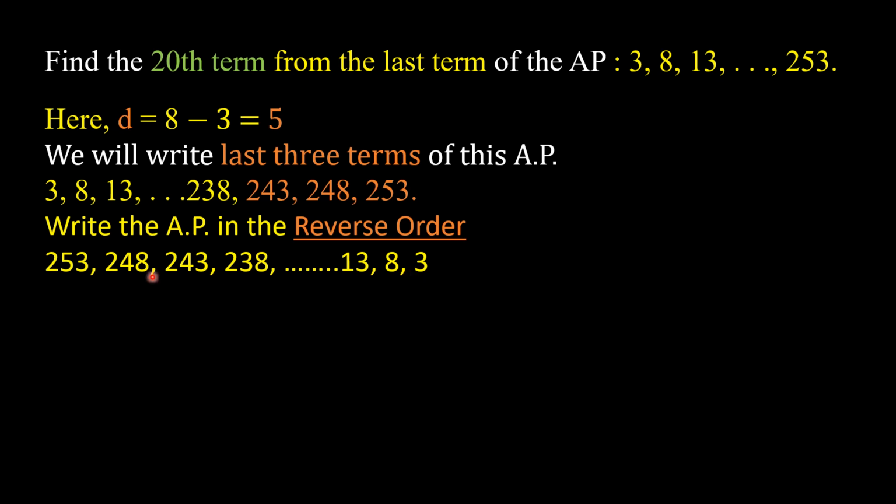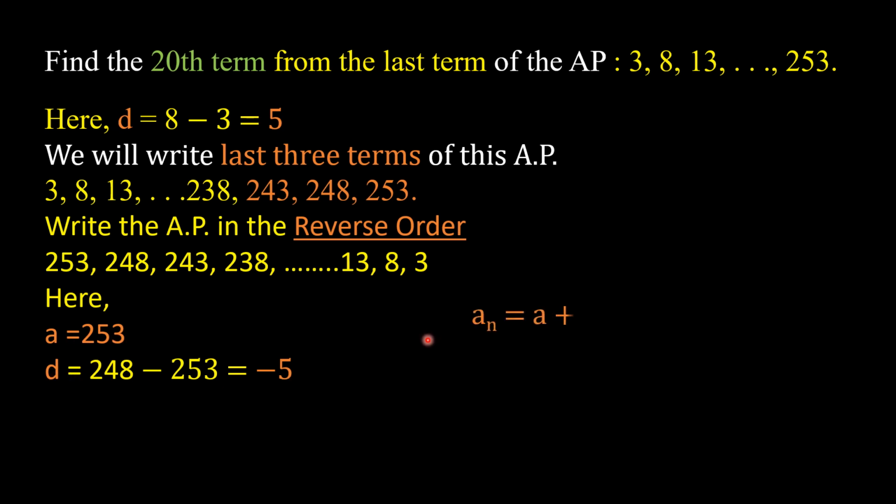Now we have for this A.P., a equals 253, d equals 248 minus 253, which is minus 5. Now with the help of a equals 253 and d equals minus 5, we will write the nth term of the A.P. as a plus (n minus 1) into d. We will substitute the values.